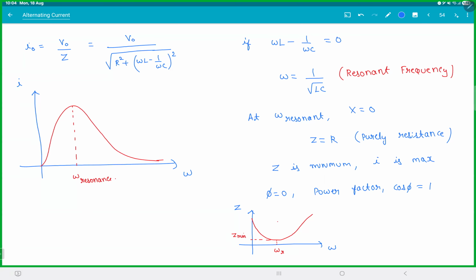Next thing. What if the frequency, like I said, isn't the resonant frequency every time? So if XL is greater than XC, omega L greater than 1 by omega C, we get omega greater than 1 by root LC. That means if your frequency is greater than the resonant frequency, the circuit becomes inductive. Sometimes they'll ask a question like this: is the circuit inductive or capacitive? Inductive meaning it's dominated by inductance.